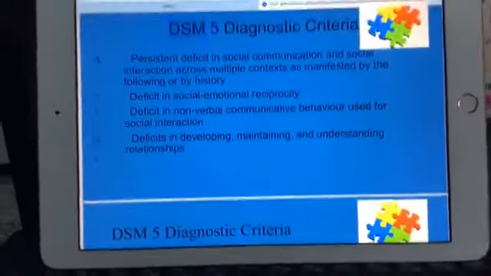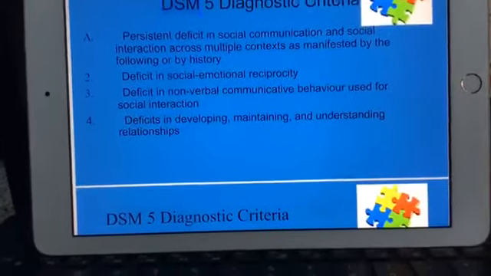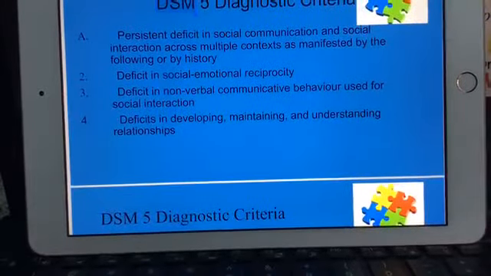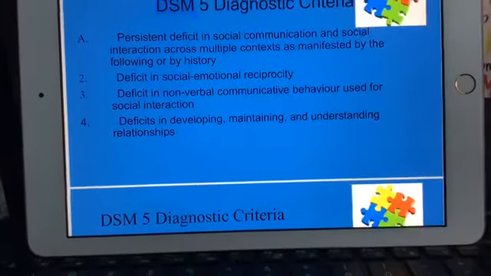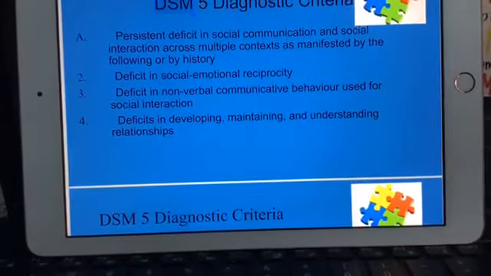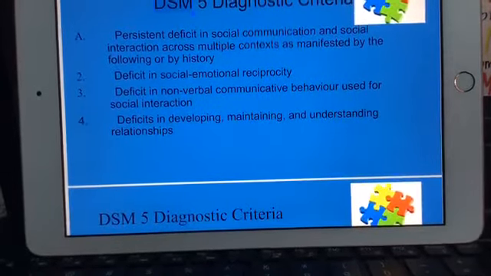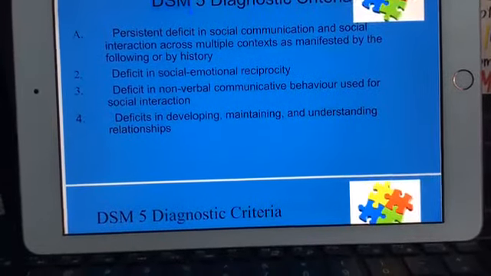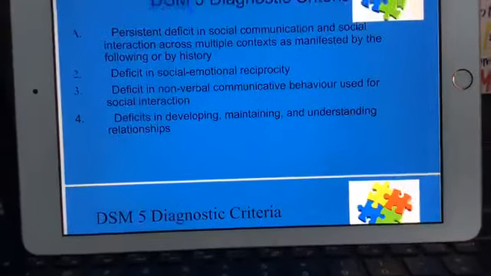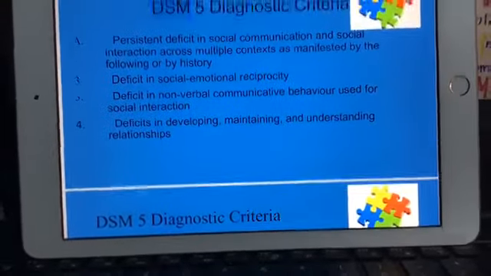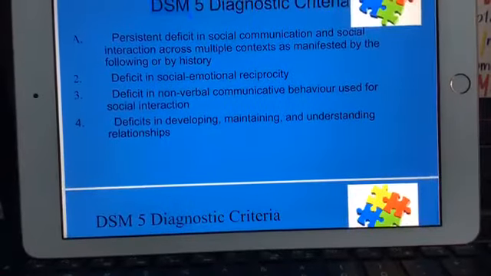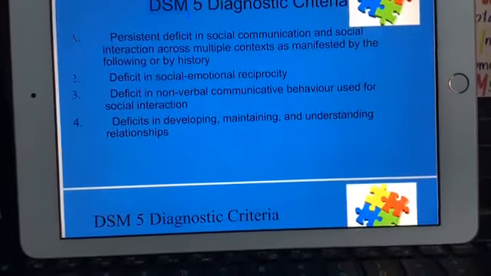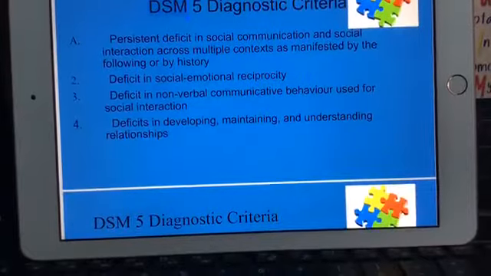One of the main things that a person must have is persistent deficit in social communication, and that could range across a wide range of things. For example, they have difficulty engaging in one-to-one conversations, difficulty interpreting body language and nonverbal cues. They also have difficulty starting or maintaining a relationship. Why? Because they have difficulty understanding the language of communication. So that is one of the major criteria that a person must have.